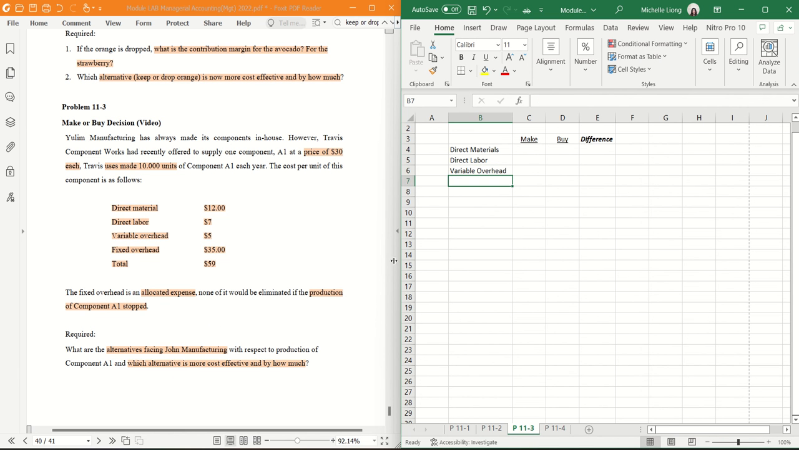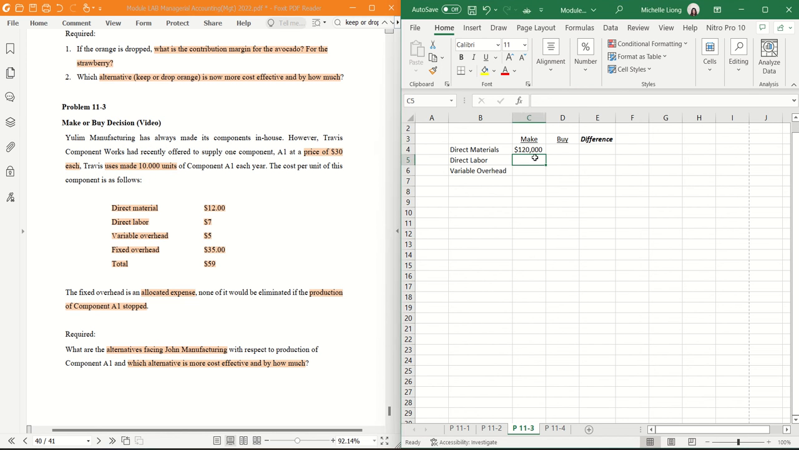And remember that it's stated here that the fixed overhead is an allocated expense. And none of the fixed overhead would be eliminated if the production of component A1 stopped. So the fixed overhead doesn't have any effect on that. So direct materials, $12 times 10,000 units, because they use 10,000 units. This is the cost per unit.